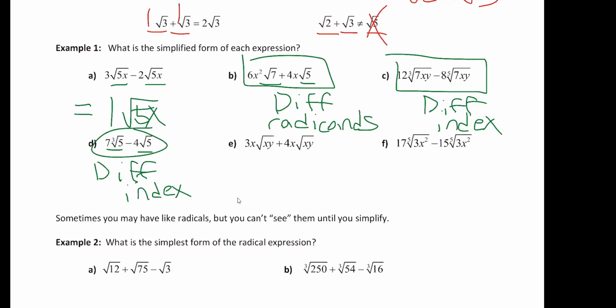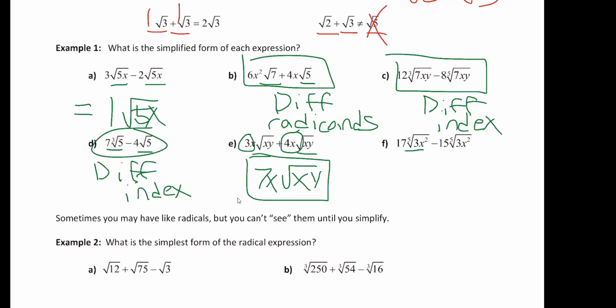For E, you have radicals, the square root of xy and the square root of xy. So when you add these together, your radical part doesn't change, but you add your coefficients, the numbers in front. So 3x plus 4x would be 7x, and there's nothing more to do from there.